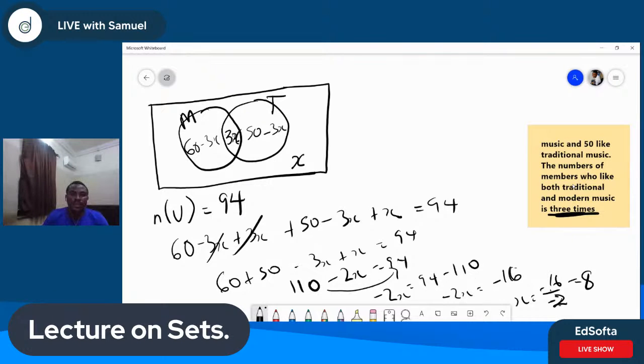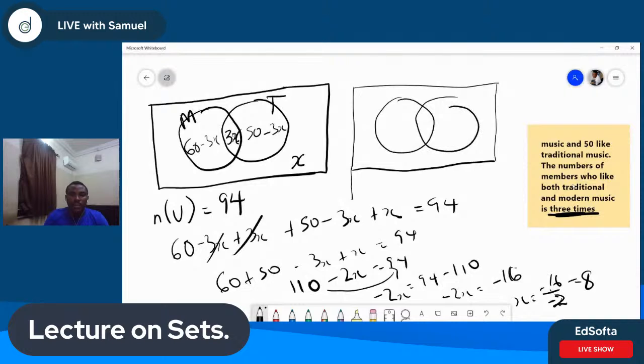So if our x is 8, it means that our new diagram would be: 60 minus, so x is 8, so 3x is 24. 60 minus 24 would be 36. This will be 26.